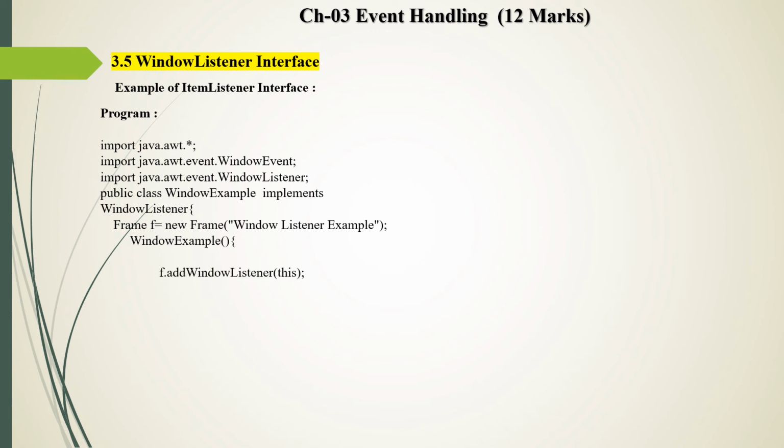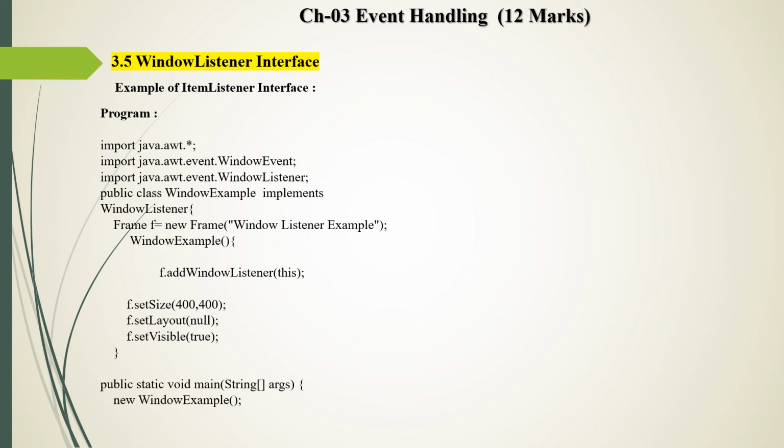Inside the constructor we register our frame with the listener. Our frame is f, that is our window, and f.addWindowListener, so our frame is registered with the window listener. Next we set the size of the frame, the layout of the frame, and then the visibility of the frame. Next we define the main method, public static void main String arguments, and inside the main method we create the object of our class WindowExample.